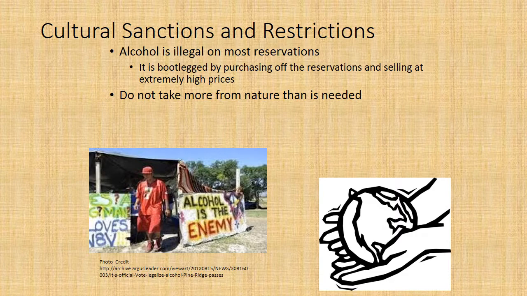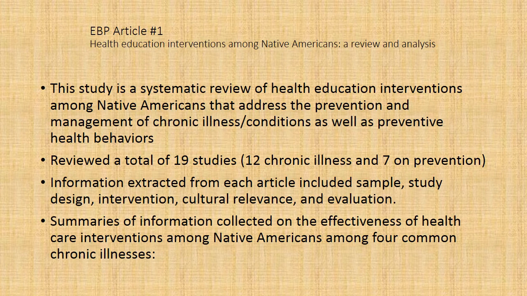At this time, we're going to go through the evidence-based practice article that we found, which was Health Education Interventions Among Native Americans, a Review and an Analysis. This is a systematic review of health education interventions among Native Americans that address the prevention and management of chronic illness conditions as well as preventative health behaviors. It reviewed a total of 19 studies, 12 on chronic illnesses, and 7 on prevention.